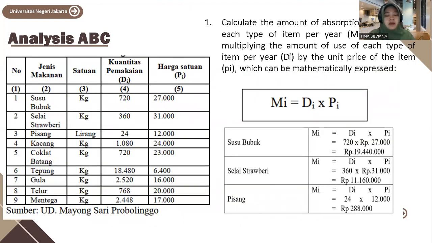Okay? In the table below, there are several types of food supplies in the trading business Mayong. The table lists the food item, usage quantity, and unit price.